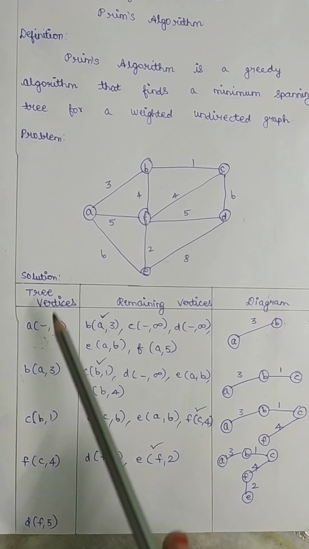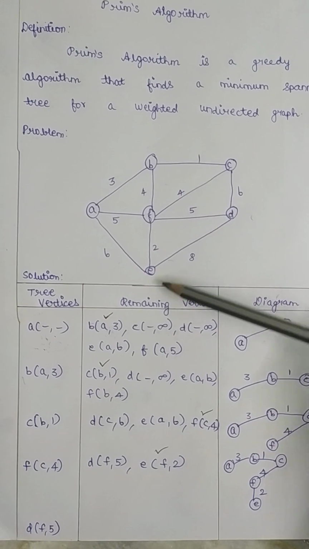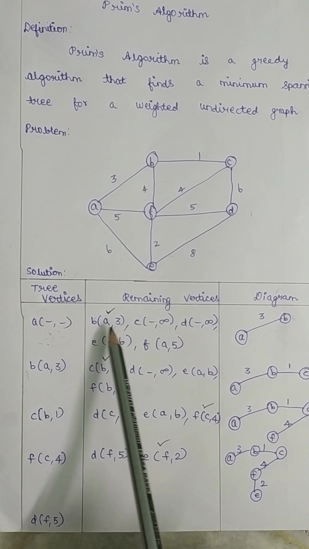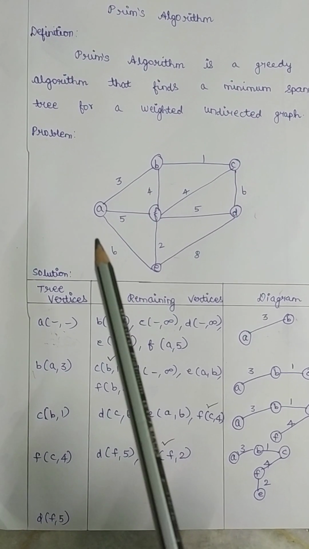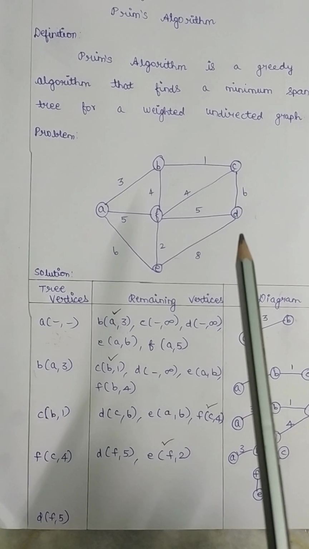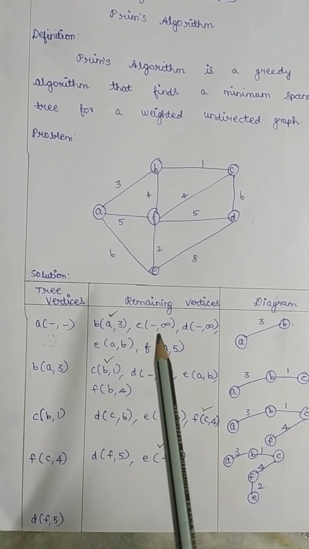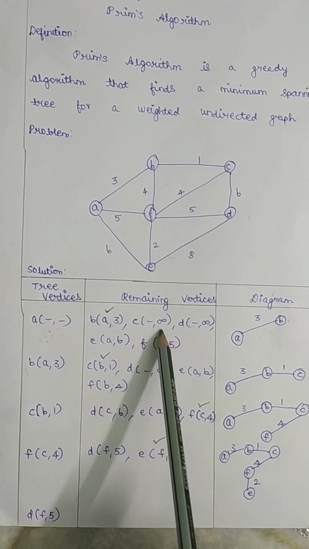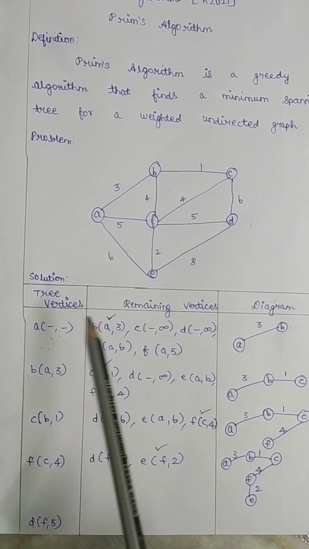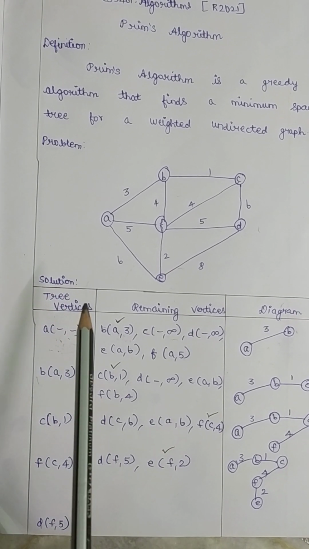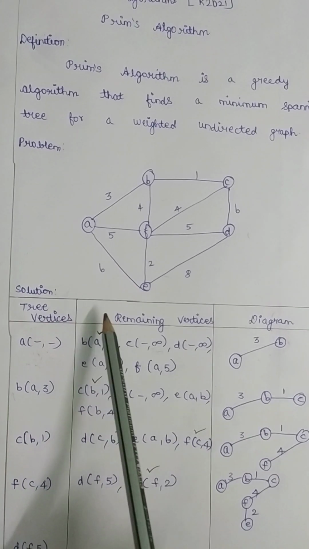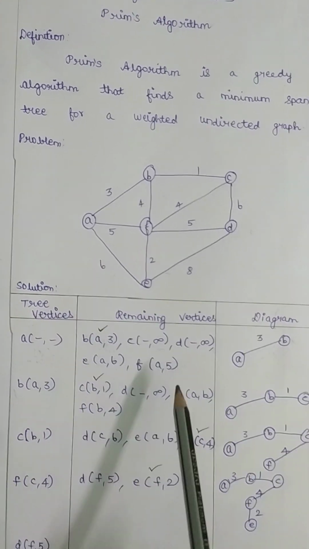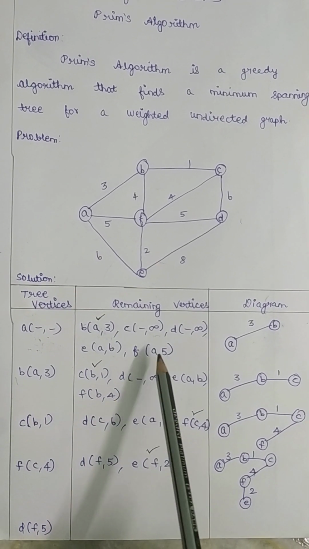So the distance from A to B is 3. There is no direct connection from A to C, and also no direct connection from A to D. If there is no direct connection, we mark it as infinity. Then the distance from A to E is 6, and the distance from A to F is 5.